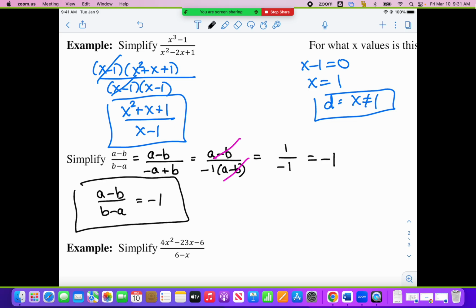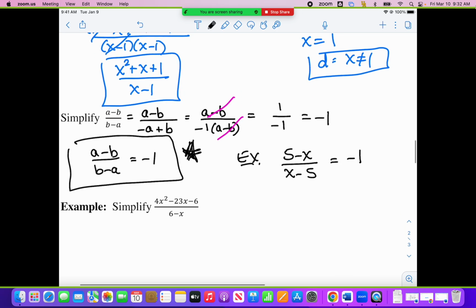So here's the big idea. If you see a minus b over b minus a, you can always reduce this to negative 1. So let's do a quick example. If I had 5 minus x over x minus 5, that's negative 1. Here's a non-example. If I have 5 minus x over x plus 5, that does not reduce. It just doesn't reduce, okay? It has to be that they're both subtraction and in the reverse order. Then that'll cancel to negative 1.